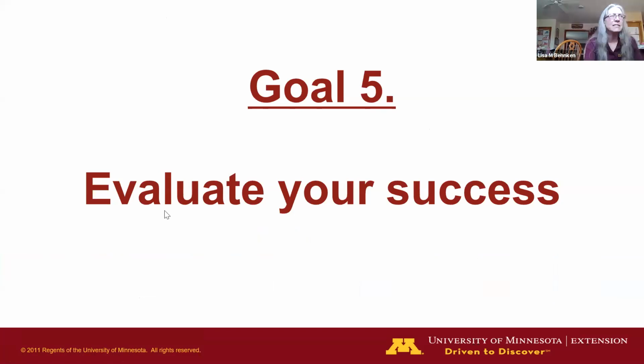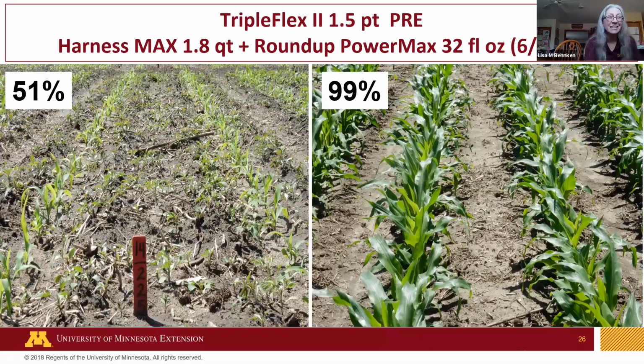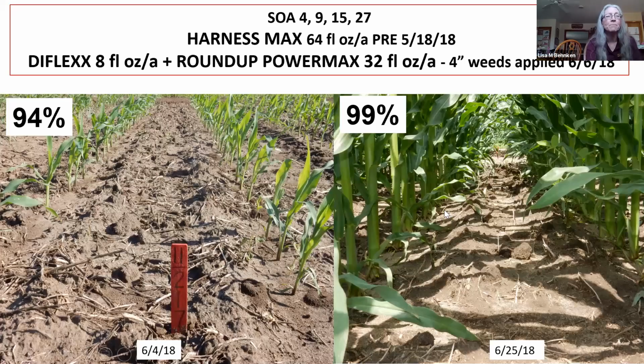Here's where, back to that Tri-Flex, 50% control in 2019. As I said, most years we can get closer to 90%. We knew that we were having a miss here. We came back with our post program, the Harness Max and the Roundup, 99% control. So effective, you understand what was going on here, but we pulled the program off and this is a success for the season. Here's Harness Max at 94%. Again, doing cleanup basically with the Diflexx and the Roundup. Great program for the entire season. Enlist Duo following our Sure Start.